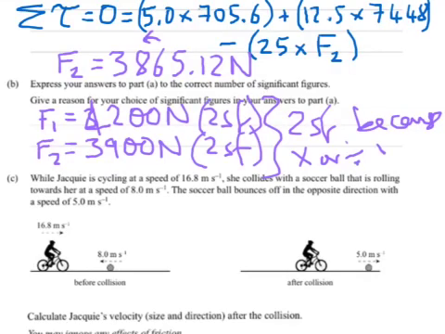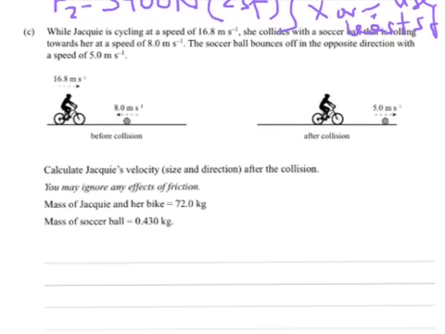Dividing, use least SF. Okay. Question C: while Jackie is cycling at a speed of 16.8 metres per second, she collides with a soccer ball that is rolling towards her at the speed of 8 metres per second. This sounds like a momentum or impulse type of question. The soccer ball bounced off in the opposite direction with a speed of 5 metres per second. Okay, the diagram illustrates that too.